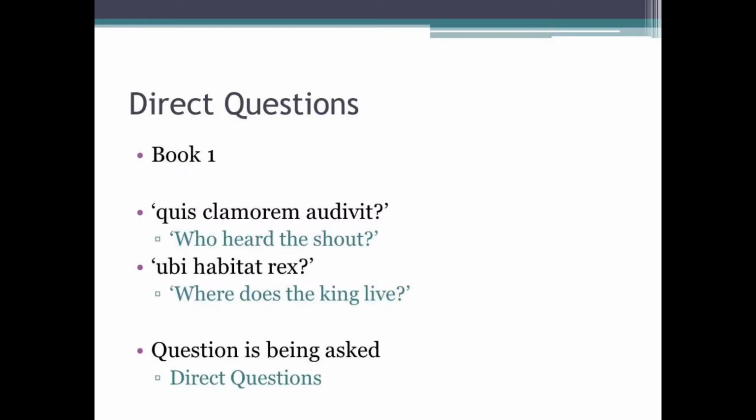So just before we meet indirect questions, I would just like to go over direct questions, which you should be familiar with from Book 1. So you would have met sentences such as this: Quis clamorem audivit? Who heard the shout? Ubi habitat rex? Where does the king live? So in both of these examples, a question is being asked. These examples are known as direct questions.